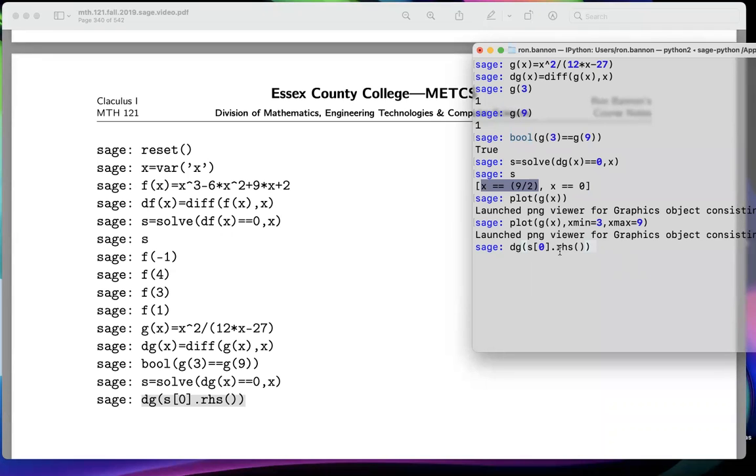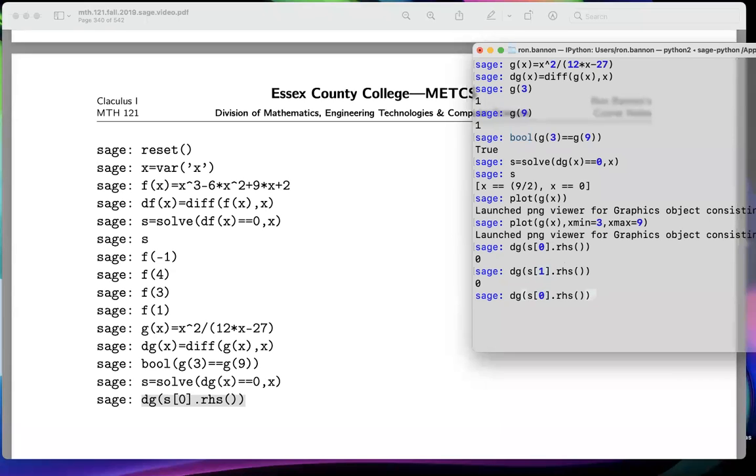Now, what's DG at this number? I'm evaluating DG at the number 9/2. And what's that going to be? It should be 0, and it's 0 as we expected. All right, now let me try another one. I'm going to do S1 right-hand side. What should that be? That should also be 0. Okay, all right, let me get a better picture.